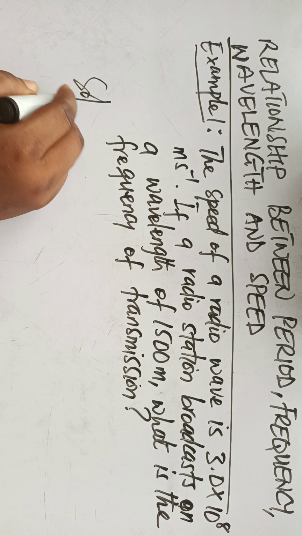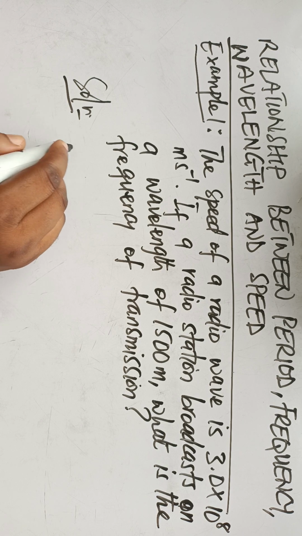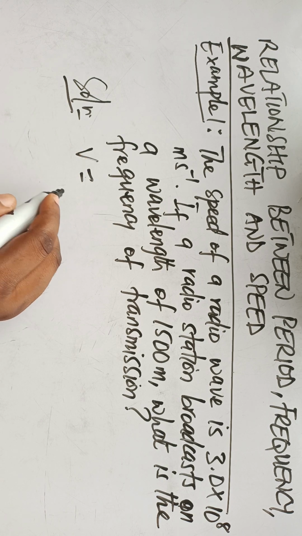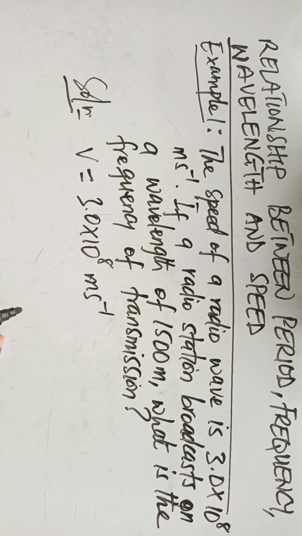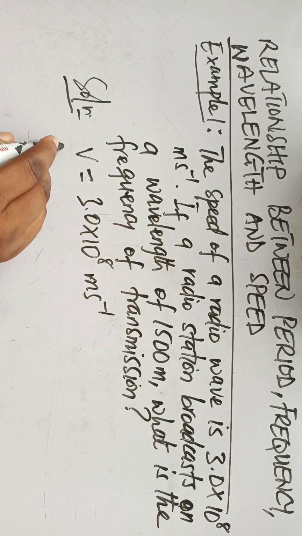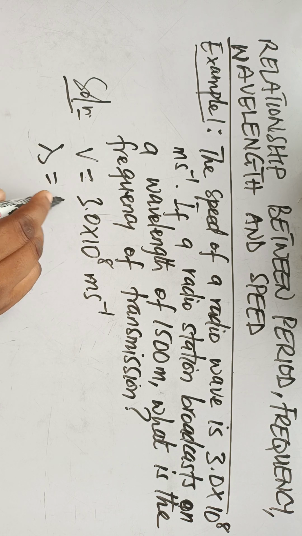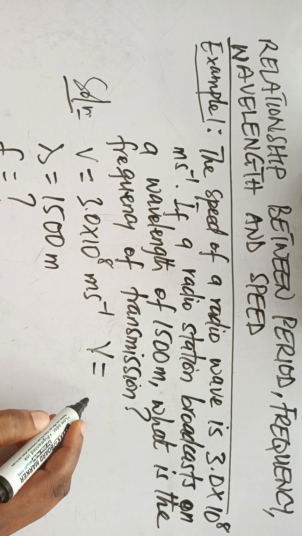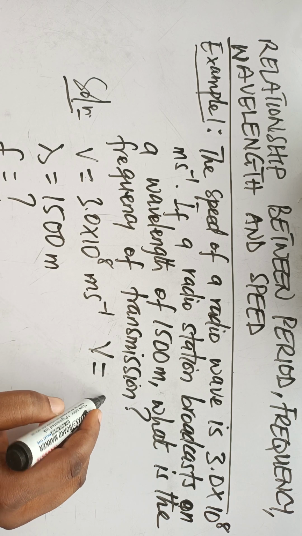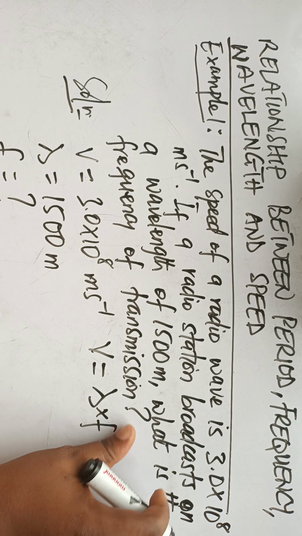So here, with our solution, our speed is given to us already as 3.0 times 10 exponent 8 meters per second. Then our wavelength is provided as 1500 meters. Since we are given these two, and the question is asking us to find the frequency of transmission, all we need to say is that the speed is equal to the wavelength times the frequency.